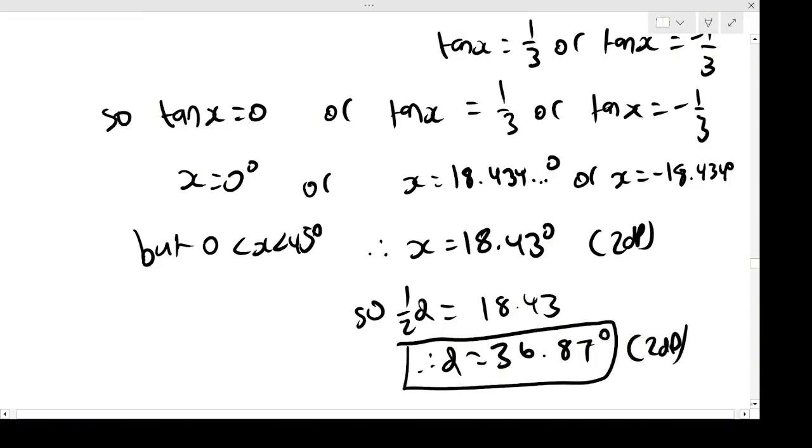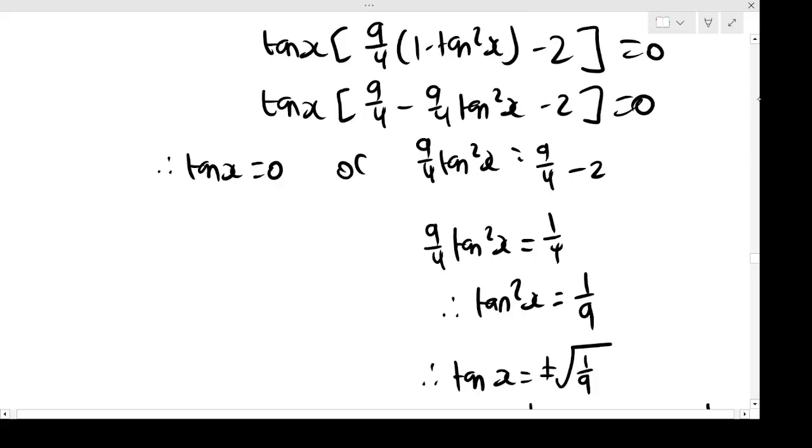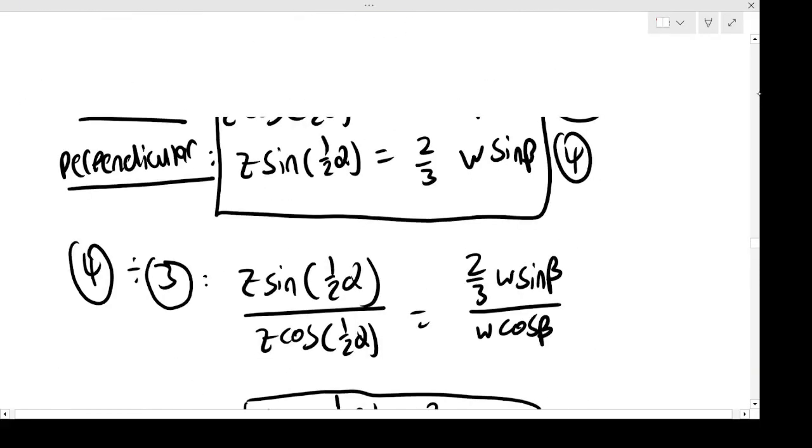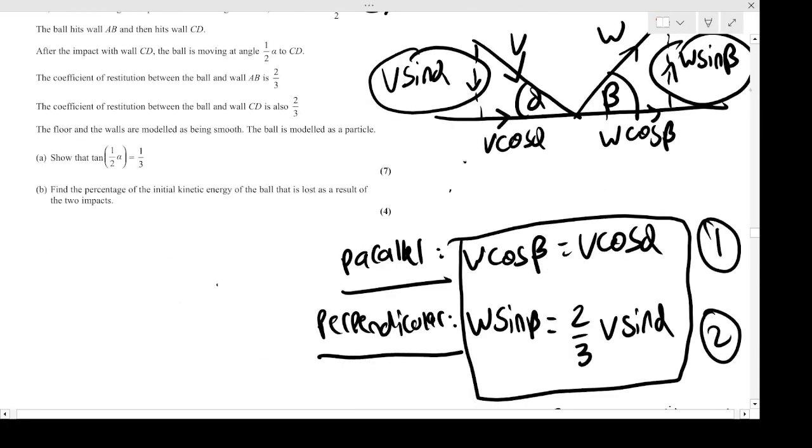So we found alpha, but actually, the question wanted me to show that tan of a half alpha is a third. So actually, we kind of jumped the gun a little bit. We've already solved for alpha. That's not hard to do. We can show tan of a half alpha is a third.